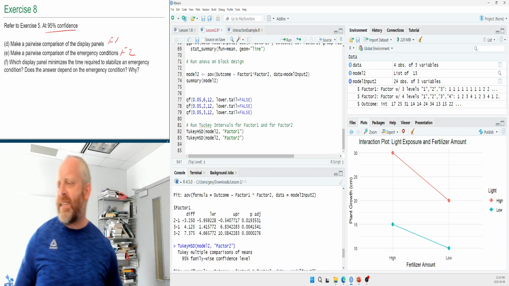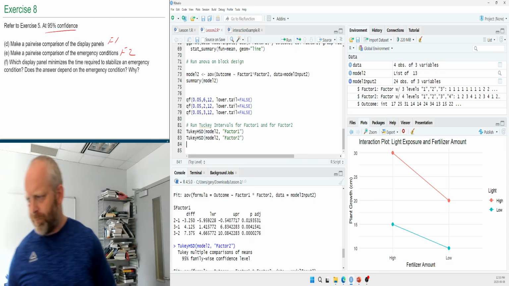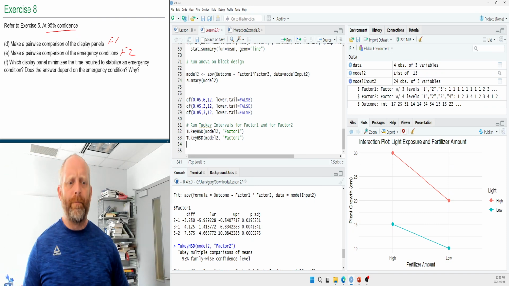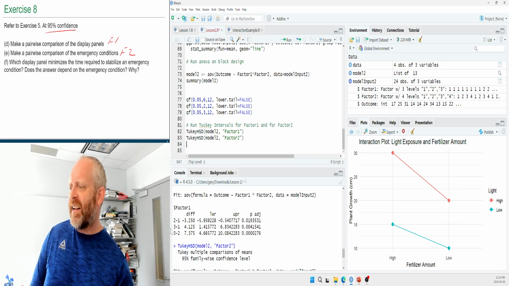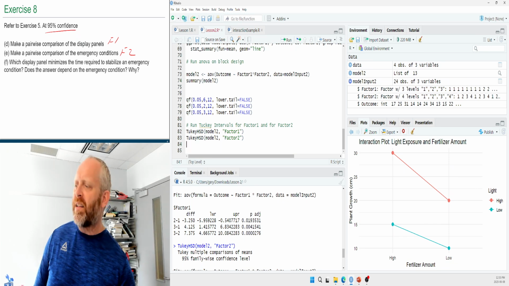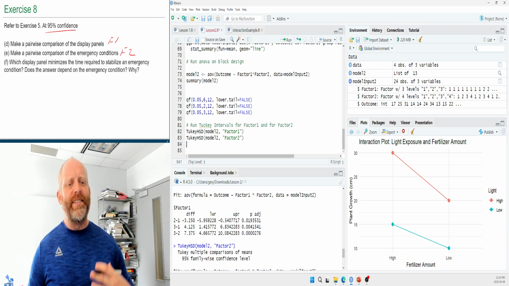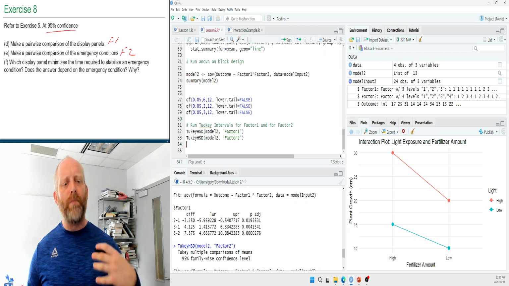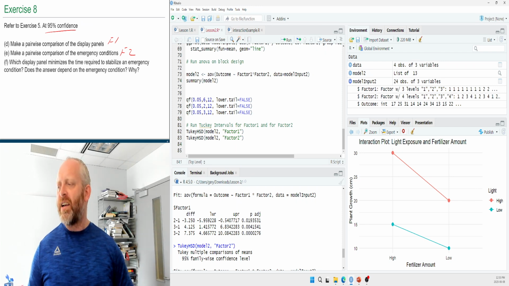Right, so I have 3 different pairwise comparisons for my factor 1. So again, this is my display panel. My first line here tells me if I replace display panel 1 with display panel 2, I'm going to have a difference of negative 3.250. So the time it takes to respond to emergency conditions decreases by 3.25 seconds.